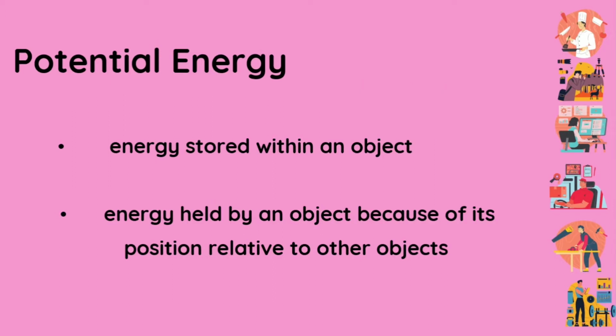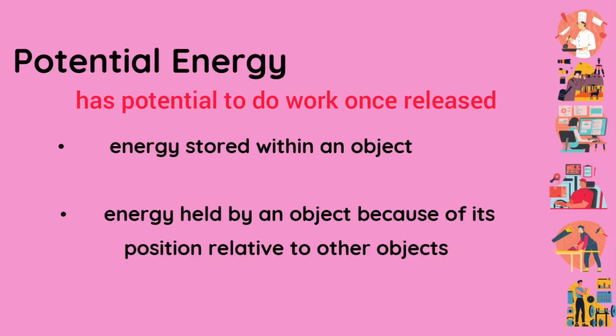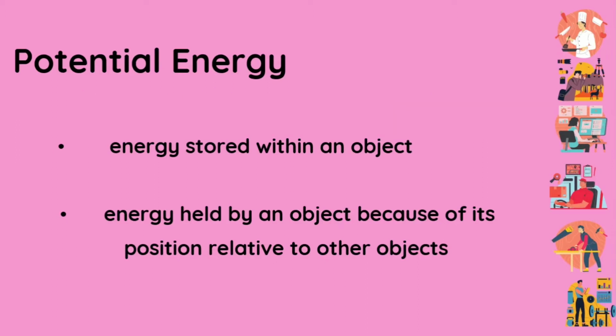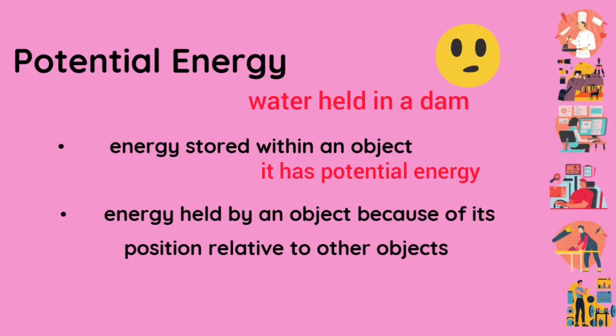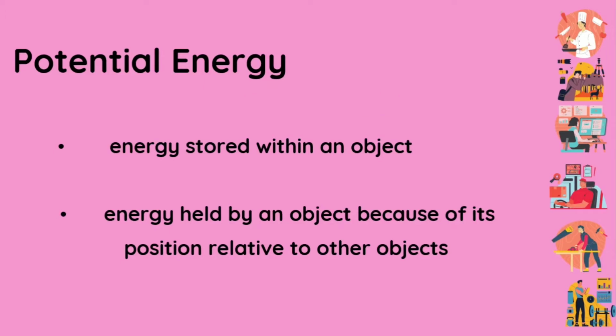The energy of an object above the ground is called potential energy because it is stored energy. It has the potential to do work once released. Think of water held in a dam. It has potential energy. Once released, the water has the potential to move objects along its way. So don't forget that.